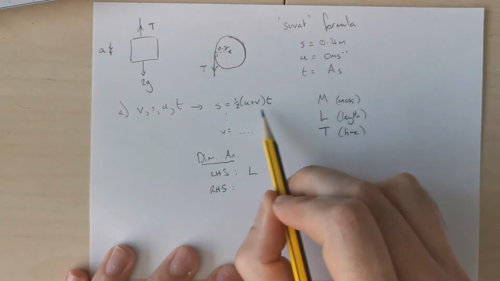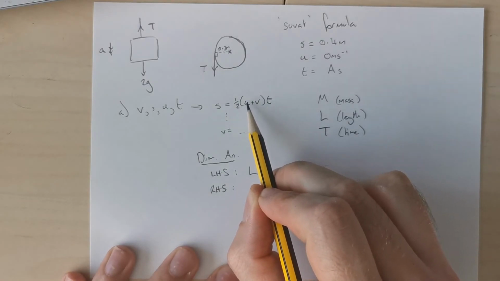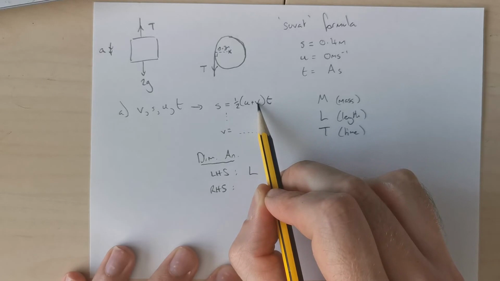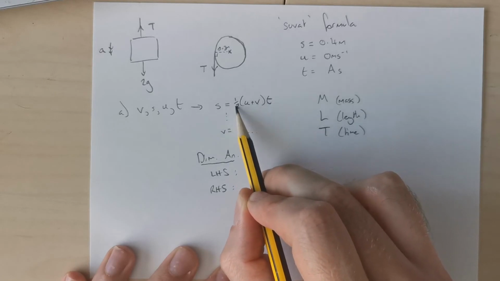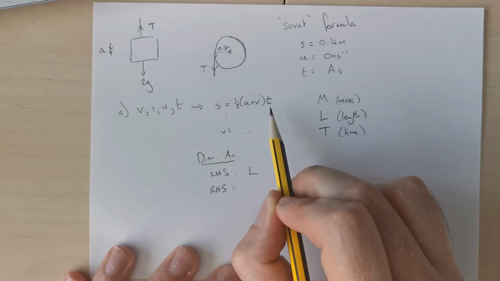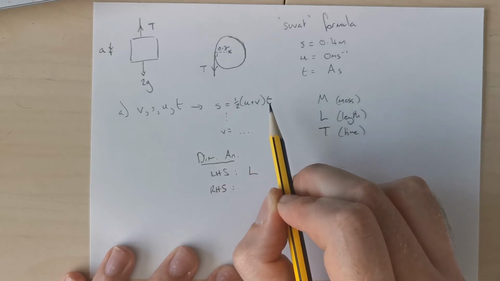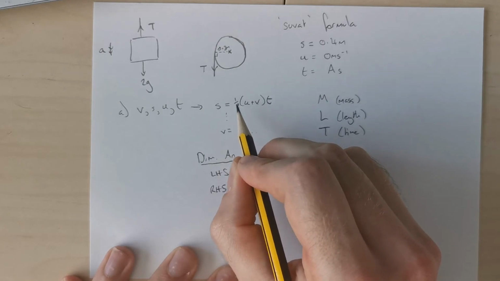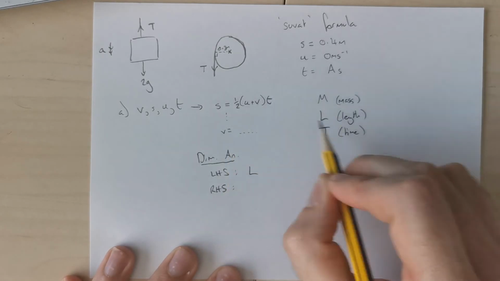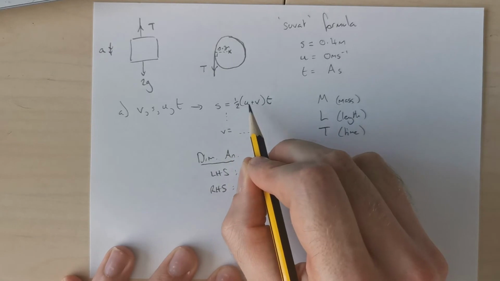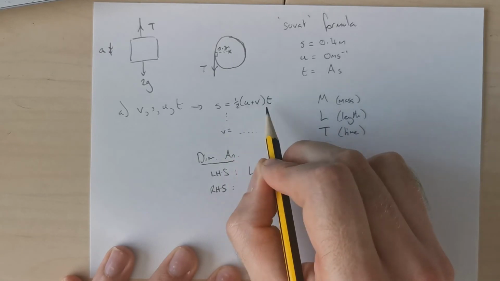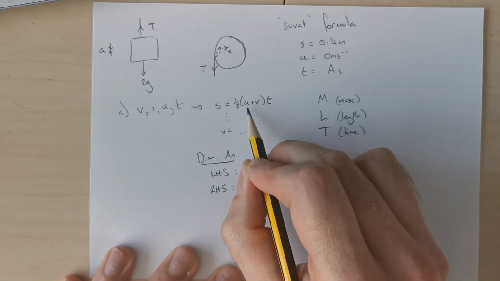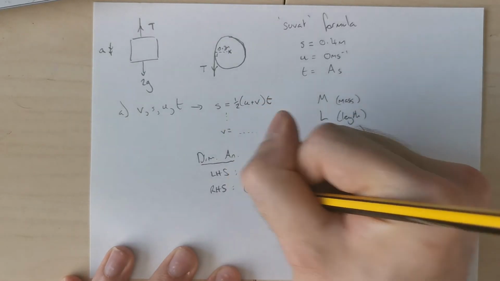Looking at what we have involved here, we've got two velocities, and we've got a half, which is dimensionless because it's just a value, and we have time t. As mentioned, a half is dimensionless, so we're not going to have anything representing the half. So we're going to jump straight to where the units are going to be involved: U, V, and T.